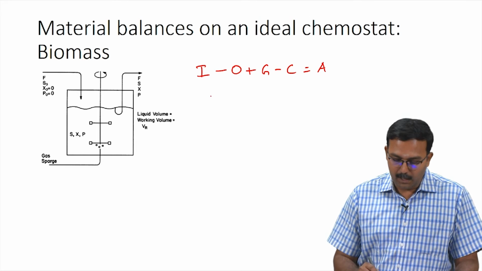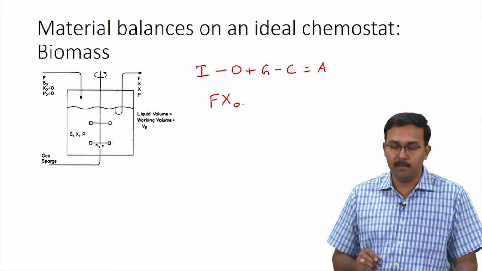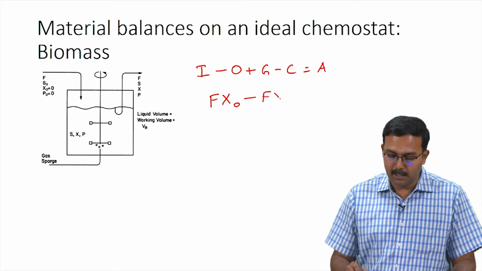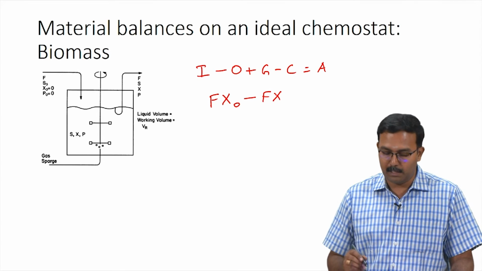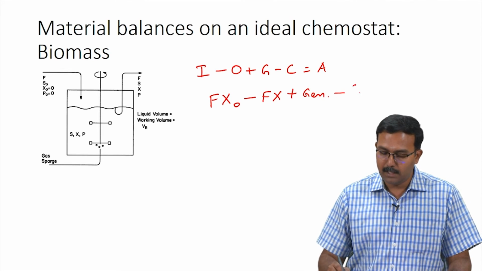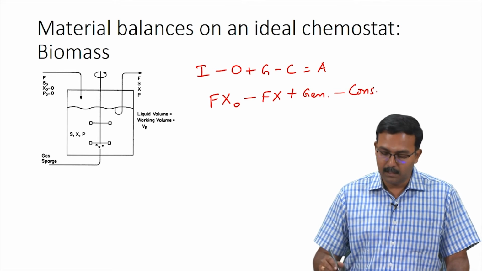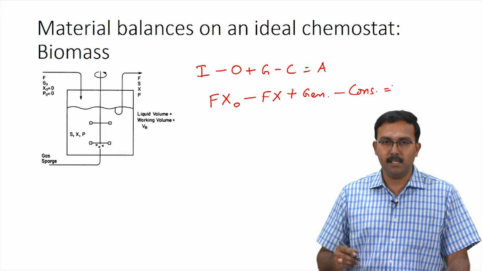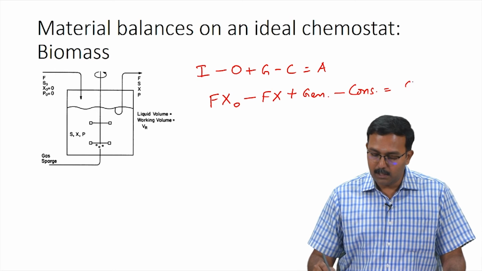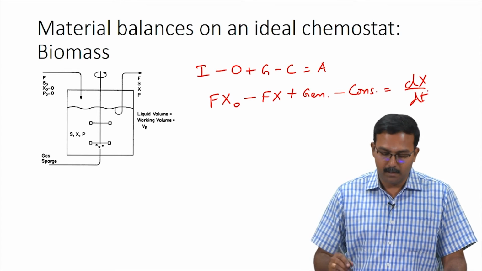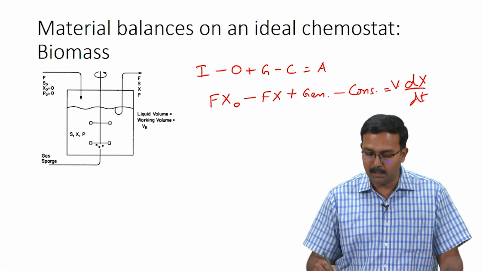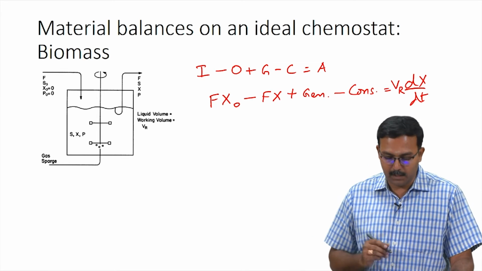So, the inlet term would be F times x naught, where F is the volumetric flow rate and x naught is the biomass concentration in the inlet stream, minus the outlet, being Fx, where F is the outlet flow rate and x is the biomass concentration in the outlet stream, plus the generation term. We will get to what the generation term would be, minus consumption. Let us also get to consumption later. Accumulation would be the change in biomass concentration within the system with respect to time, that is dx/dt, and because we want it in terms of change in total biomass with respect to time, we will multiply this with VR, or the working volume of the reactor.